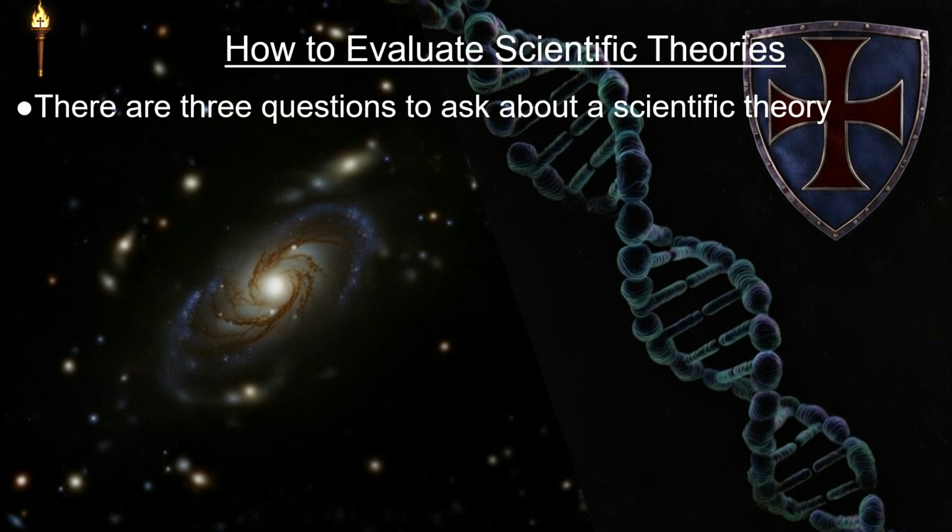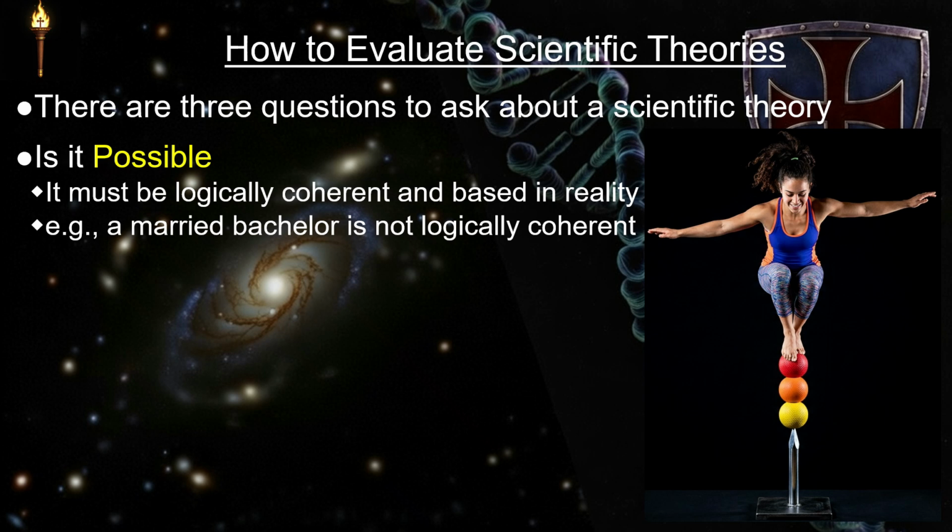I'd like to suggest there are at least 3 questions to ask about a scientific theory. The first question: is the theory possible? To be possible, it must be logically coherent and grounded, or based, in reality. For example, a married bachelor is not logically coherent. It's a contradiction. In the picture on the right, you see a lady balancing on top of 3 balloons, and below the bottom balloon is a nail. That can't happen in reality because the weight of the girl would force that bottom balloon to pop.